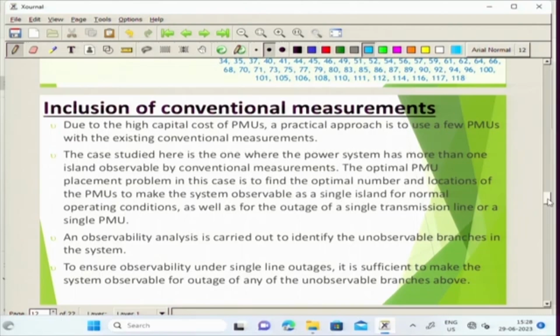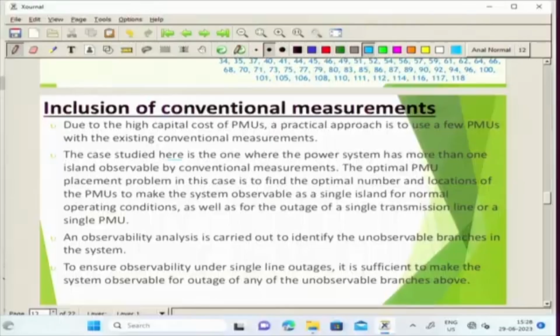Inclusion of conventional measurements. Now apart from PMUs, there is a high capital investment, so let us have existing conventional measurements at some places and see how to decide the PMU locations when we have conventional measurements also being considered in parallel.